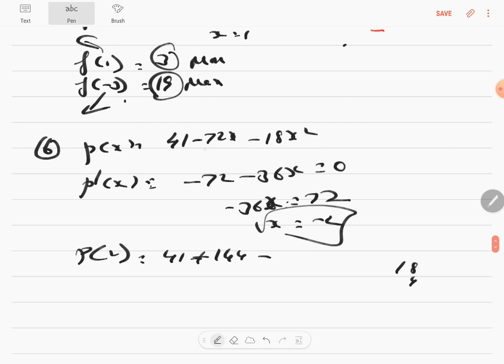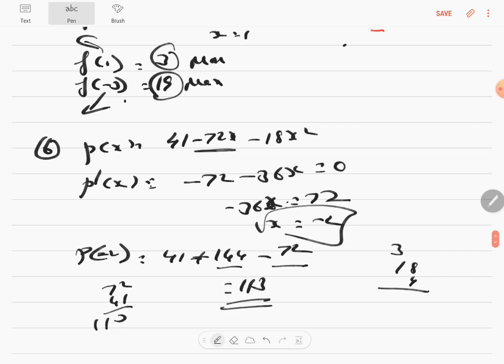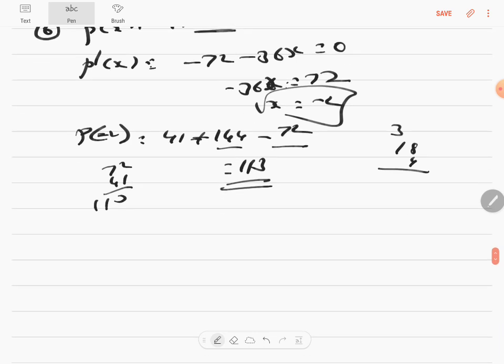Minus 2, so minus of minus will become plus. P of minus 2, sorry, plus 44, 18 into 2 to 4, 18 4s are 72, right? So it's minus 72. And you know that this itself is 72. 72 plus 41 is 113. So 113 is my P of minus 2. You can check your answers with the back of the book, but this is the procedure to do it.